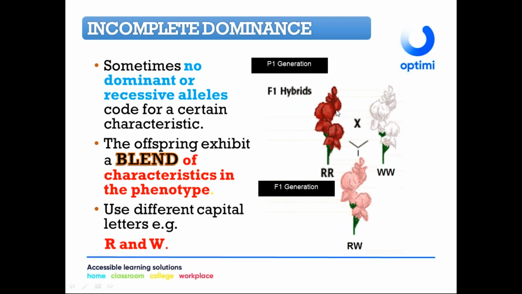This means this red plant was homozygous dominant for red. It had both capital letters R representing the red allele. And this plant had both capital letters W representing the white allele. The offspring is a blend of the two. Let's draw a Punnett square to see how this happened.